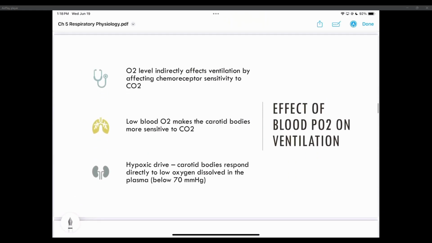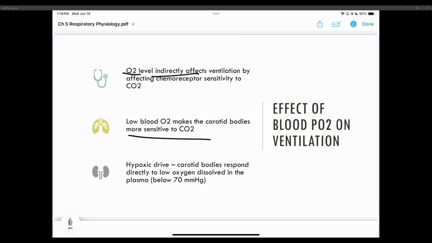The effect of oxygen on ventilation. O2 levels will indirectly affect ventilation by making sensitivity to CO2 greater. So if your O2 levels start to drop, the O2 dropping makes your receptors to carbon dioxide more sensitive, so it has a greater response. So the O2 drop just makes the carotid bodies more sensitive to carbon dioxide.